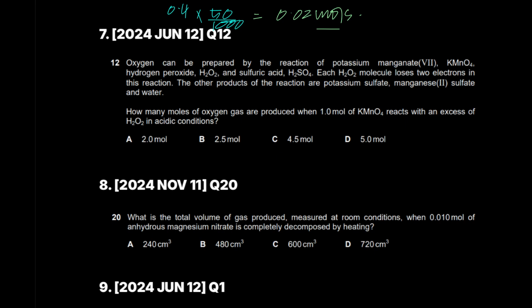Okay, oxygen can be prepared by a reaction of potassium manganate, hydrogen peroxide, and sulfuric acid. Each H2O2 molecule loses 2 electrons in this reaction. The products of this, how many moles of oxygen gas are produced?